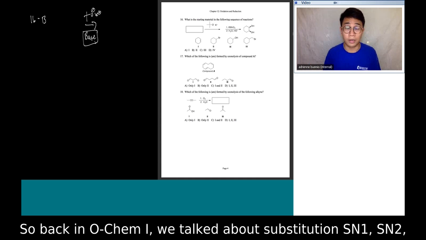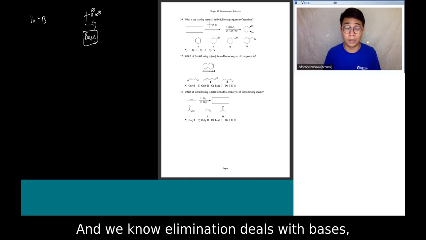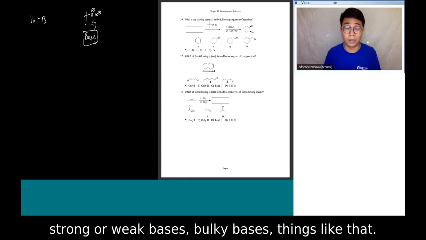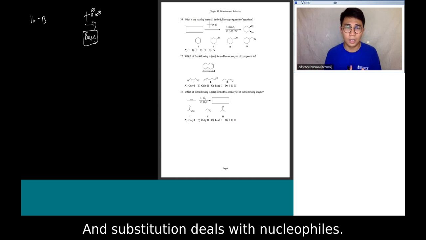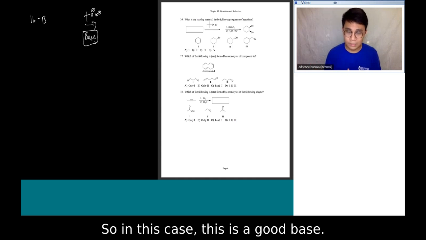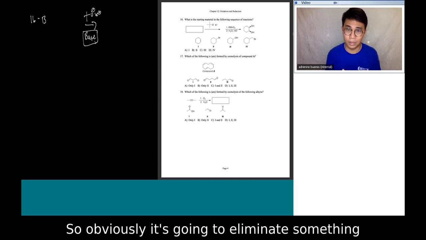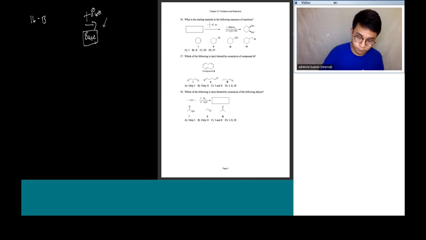So back in OChem 1, we talked about substitution SN1, SN2, E1, E2, and we know elimination deals with bases, strong or weak bases, bulky bases, things like that. And substitution deals with nucleophiles. So in this case, this is a good base, right? So obviously it's going to eliminate something to make that double bond, right?